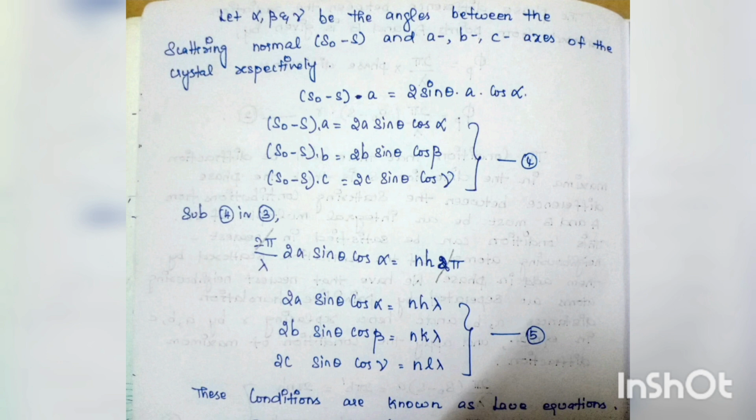Now we can substitute equations 4 in 3. We will get 2 pi by lambda into 2a sin theta cos alpha is equal to nh 2 pi. So in the above equations 2 pi will get cancelled. Then finally 2a sin theta cos alpha is equal to nh lambda, and 2b sin theta cos beta is equal to nk lambda, and 2c sin theta cos gamma is equal to nl lambda. So this is equation 5. These equations are known as the Laue's equations.